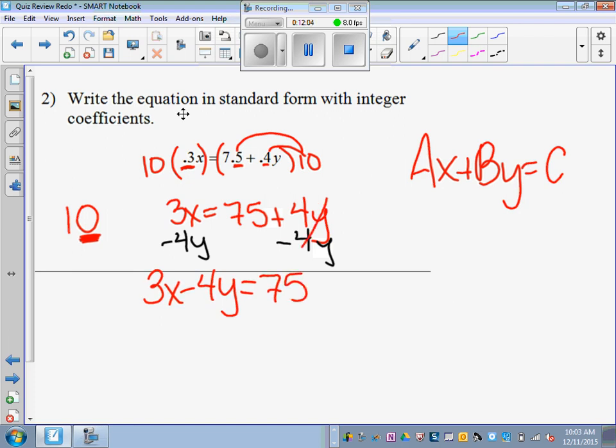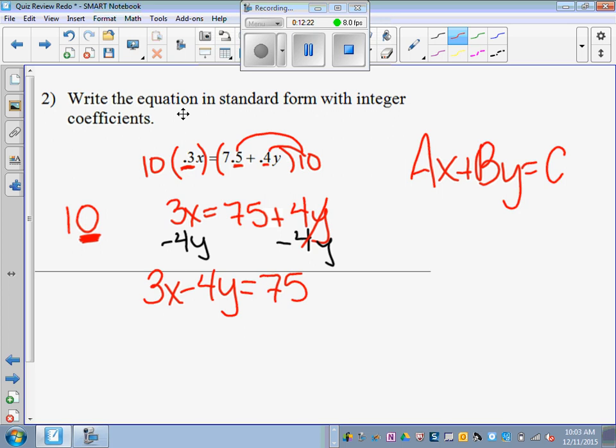What if I put plus? That would be wrong, because we subtracted over. So careful, some of you just took your terms and rearranged it and said 3x plus 4y equals 75. But the only way to cross that equals is to do the opposite of our operation there.